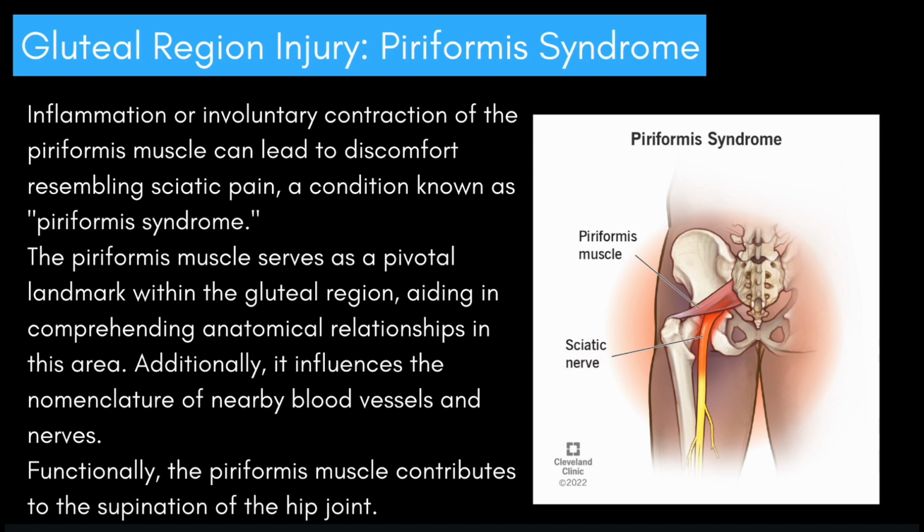Functionally, the piriformis muscle contributes to the supination of the hip joint, and as you can see here on the right, I have an illustration provided by the Cleveland Clinic that shows the piriformis muscle and the sciatic nerve and what occurs in piriformis syndrome.